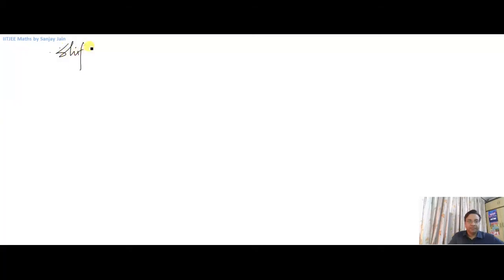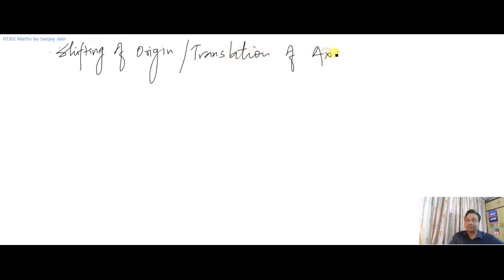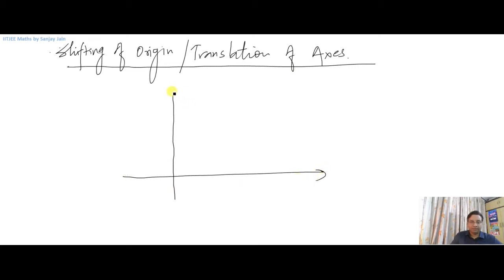Shifting of axes, shifting of origin, you can say, or translation of axes. What it means is, let us say you have got a point in the coordinate system, Cartesian coordinate system.